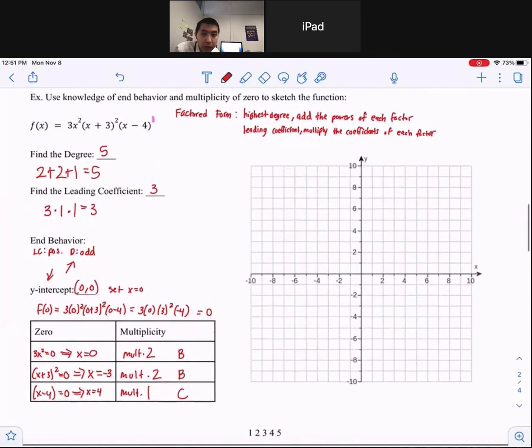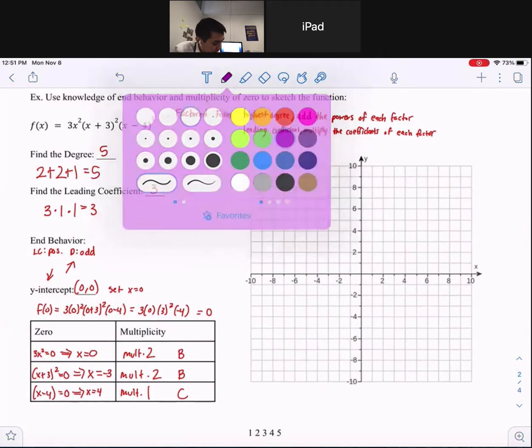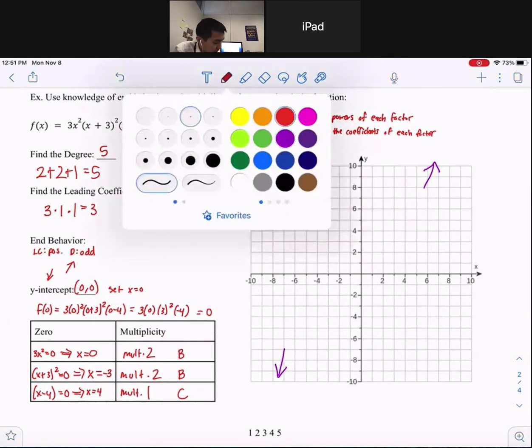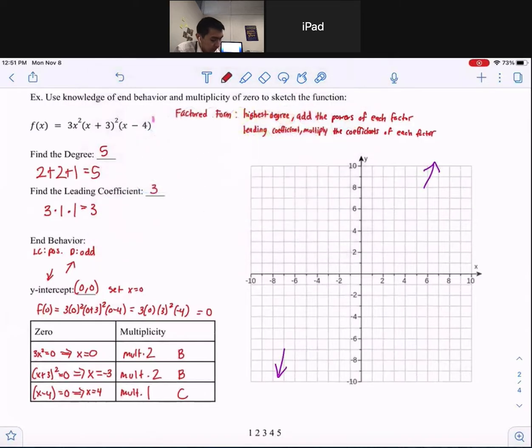Okay, so now we're all ready to go to graph. So put your end behaviors down and then up. Graph your y-intercept and zeros. So y-intercept 0, 0. What are our other zeros? So we got a 0 at 0. X equals -3, we're going to plot that. X equals 4, we're going to plot that.